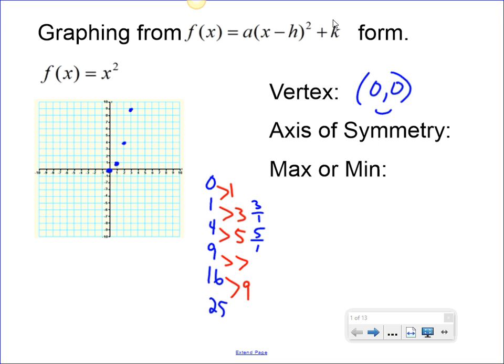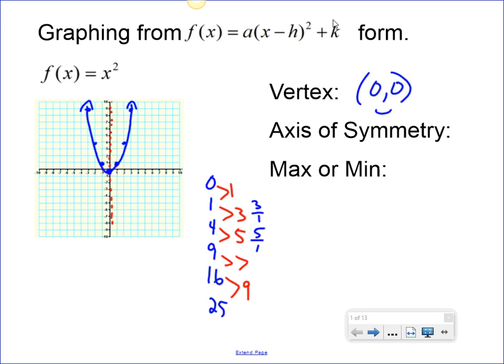However, we should realize that these parabolas are symmetric, and our axis of symmetry, as it always is, goes through the vertex. So in this case, the vertex is our origin. So we know that it's symmetric across the y-axis. So I'd have these points graphed, and then I can make my nice parabola.